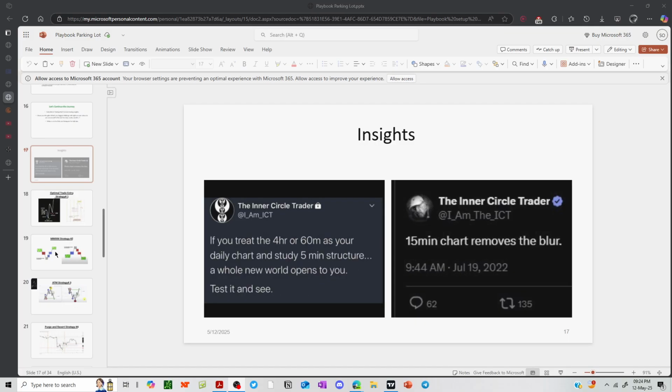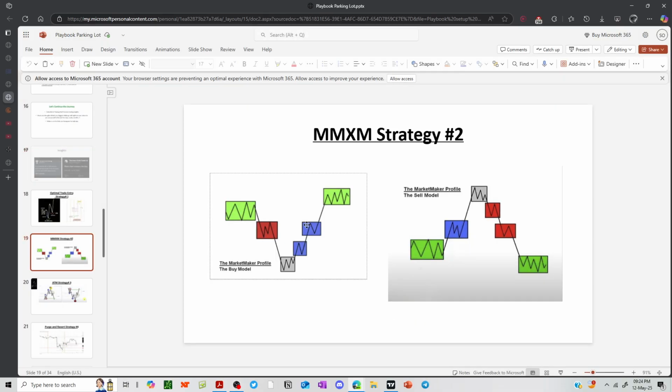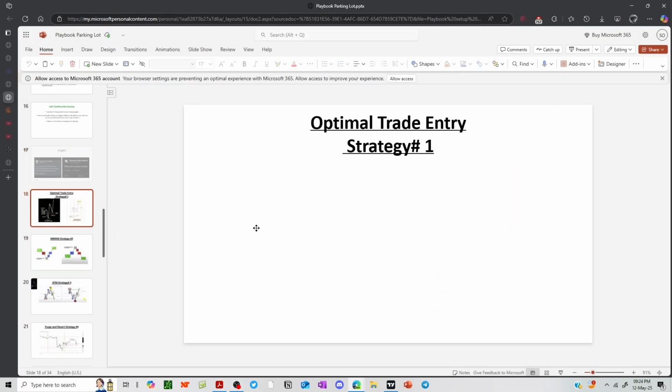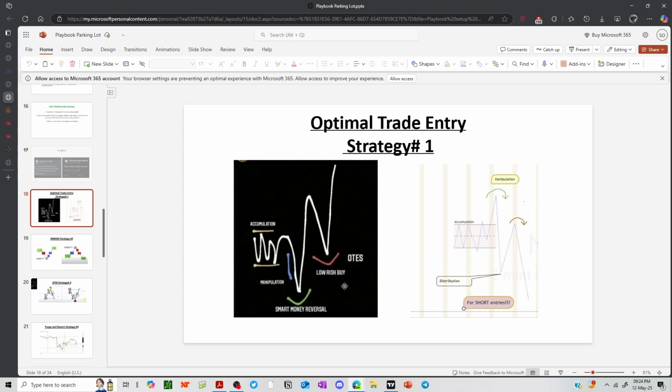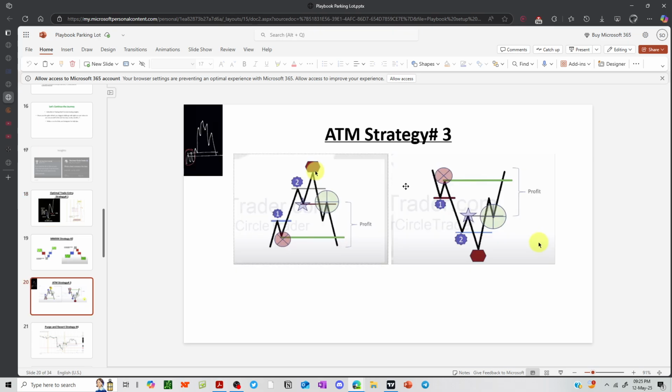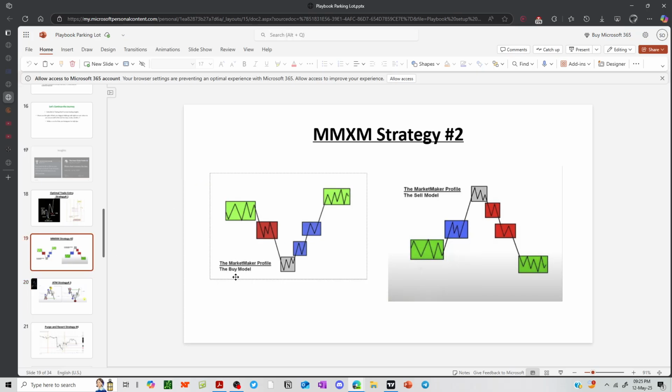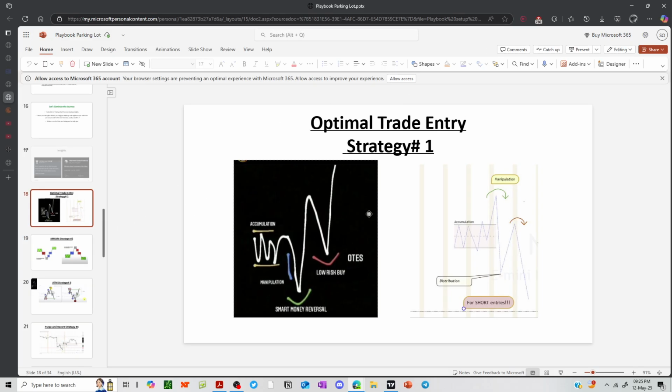Looking for my one setup, which is some type of market maker buy or sell model, or some portion of it, utilizing like an optimal trade entry model, and in some cases the ATM model, which essentially is still, for me, a form of a market maker buy or sell model. Everything is in this. This is what I'm focusing on: market maker buy and sell models and optimal trade entries, or aka a portion of the market maker buy or sell model. So let's just get into it.